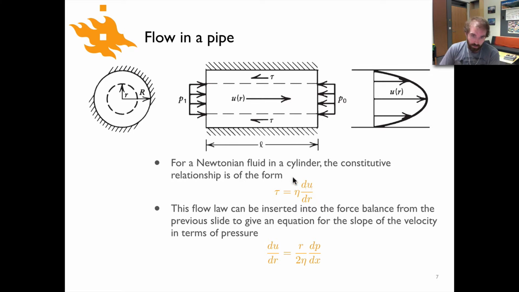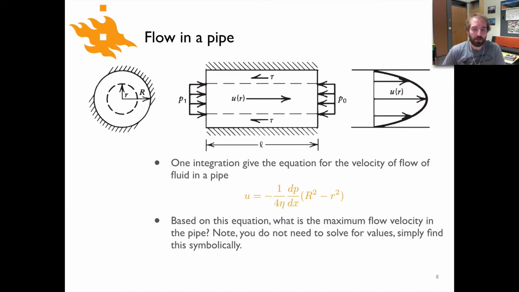We can then plug this into the equation we saw on the previous slide, our force balance equation, and that will give us a relationship for the slope of the velocity, du dr, as being equal to r over 2 eta times the pressure gradient dp dx. So now we have something that is capable of being integrated to give us a velocity in terms of pressure and the pressure gradient dp dx.